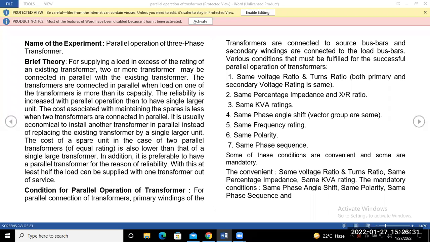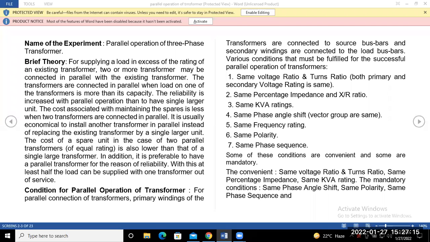Exactly. So these are the conditions which must be satisfied if we connect two transformers in parallel. That means same voltage ratio, or you may say that the voltage is directly proportional to the number of turns, so the turns ratio is the same for the two transformers. And same percentage impedance, that means X/R ratio, and power rating, that means same kVA rating, and vector groups are the same, polarity is the same, and phase sequence is the same. So these are the conditions to satisfy if you want to connect two transformers in parallel.